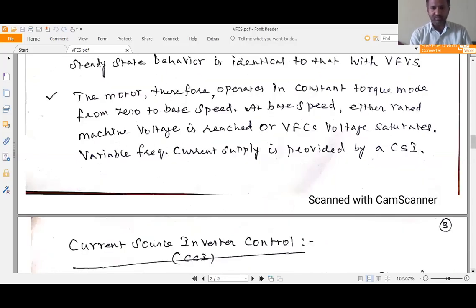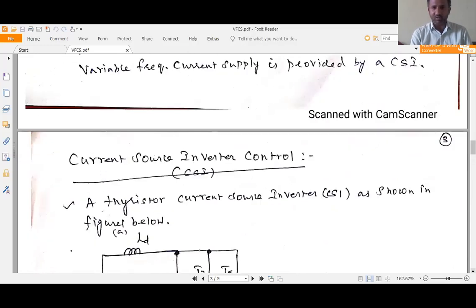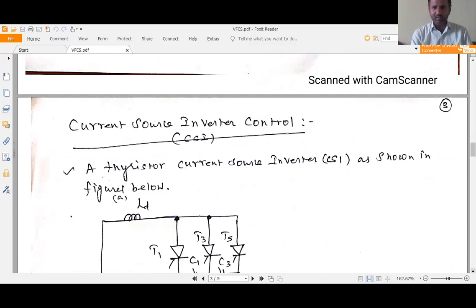So the next section is current source inverter control, called CSI. CSI is nothing but current source inverter control. As we already discussed about the variable frequency current source inverter, the current source can be obtained from the current source inverter by converting the voltage source into current source. So, current source inverter control: how we can obtain the current source.